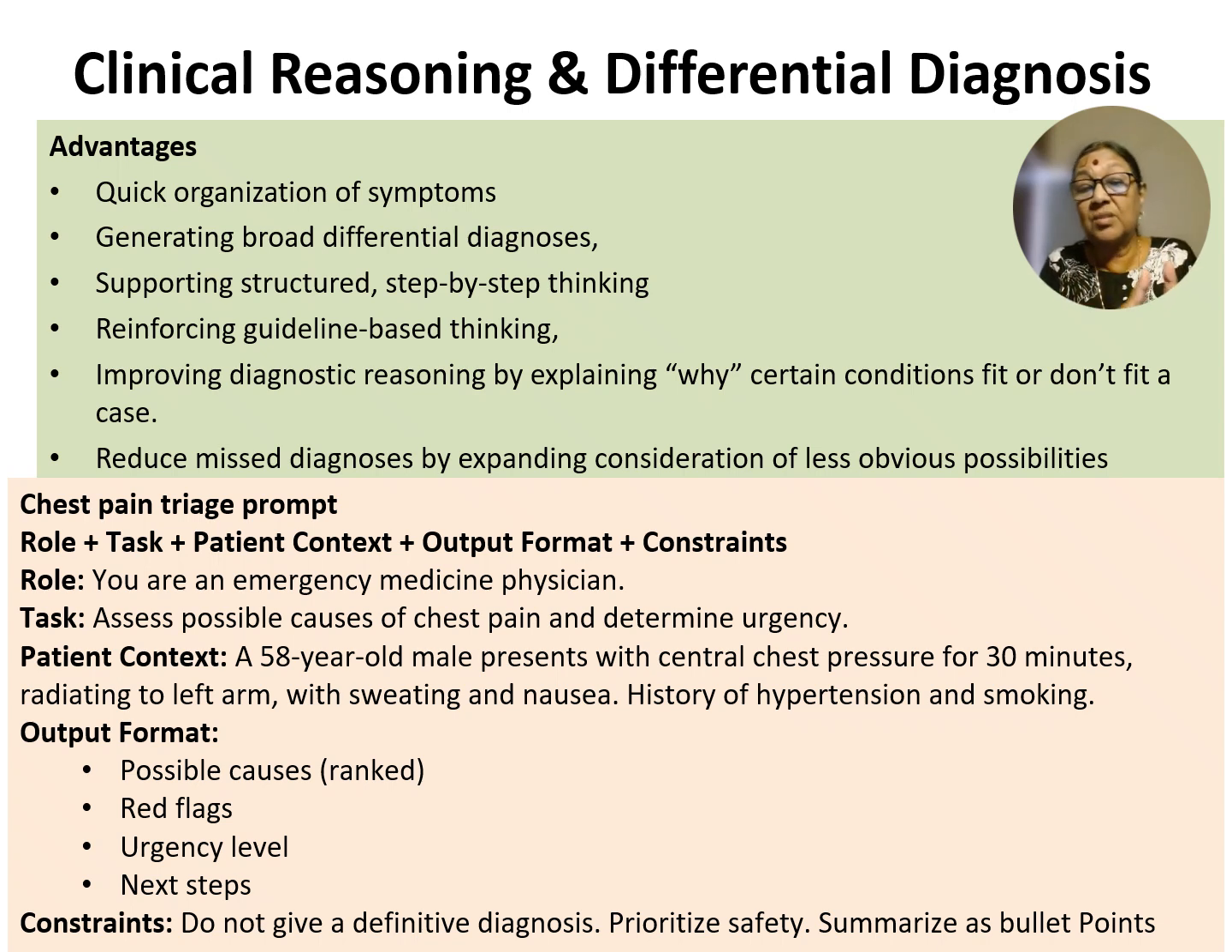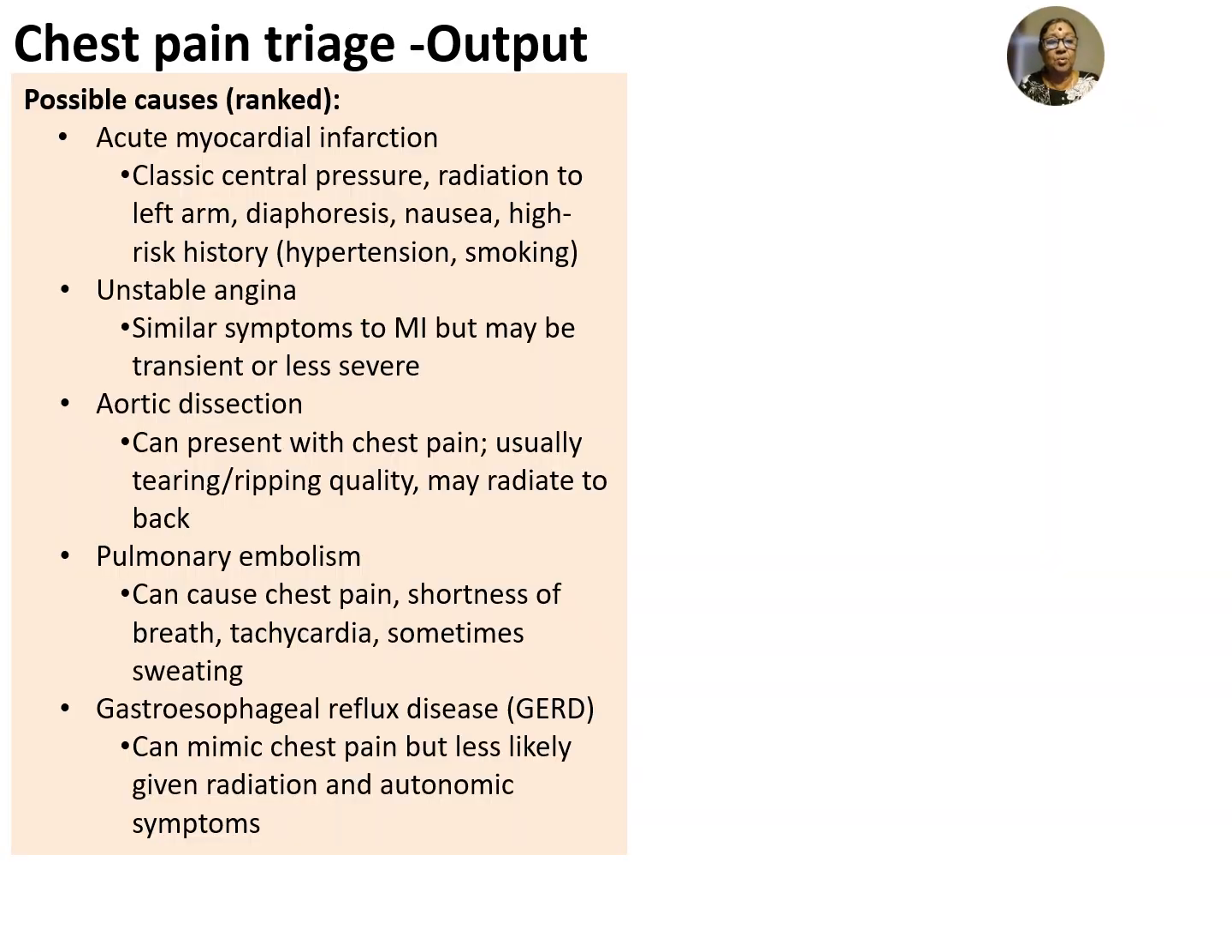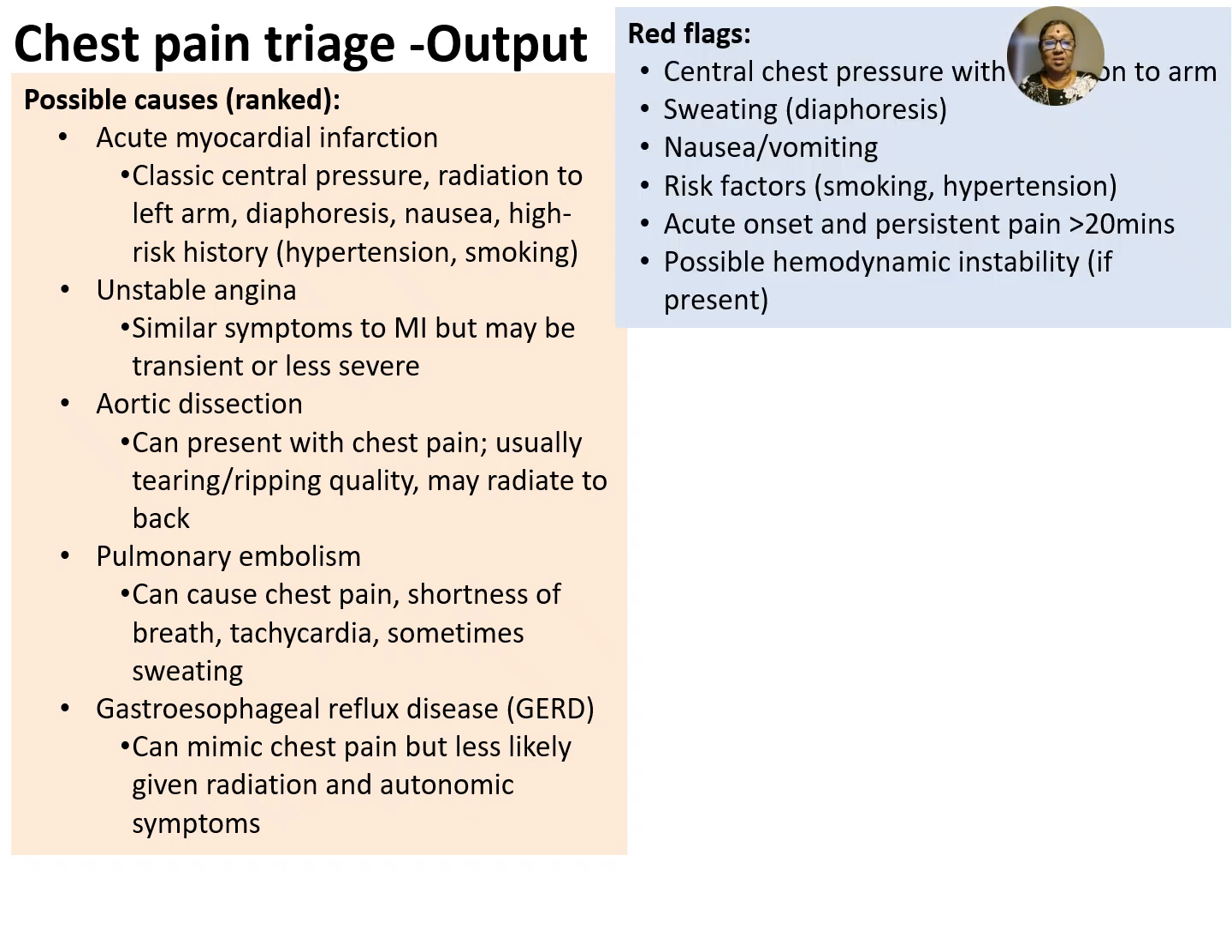So the content is also what you want and structured what you want. Do not give a definitive diagnosis, prioritize safety, and summarize as bullet points. So I gave this exactly to ChatGPT, and I got this as output. Possible causes, got it. Rank. You will know whether it's right. Please don't take it as the final word. It is never. It is you who knows what it gives as correct or not.